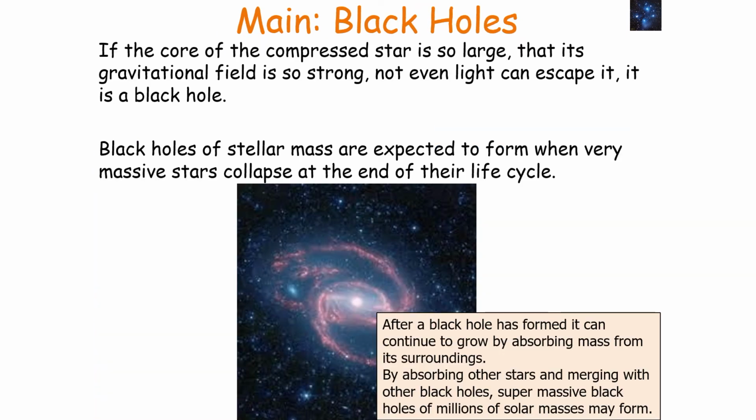But if the core of the compressed star is so large that the gravitational field is so strong that not even light can escape it, it is in fact a black hole. Now, after a black hole is formed, it can continue to grow by absorbing mass from its surroundings, and by absorbing other stars and merging with other black holes, supermassive black holes of millions of solar masses can form.